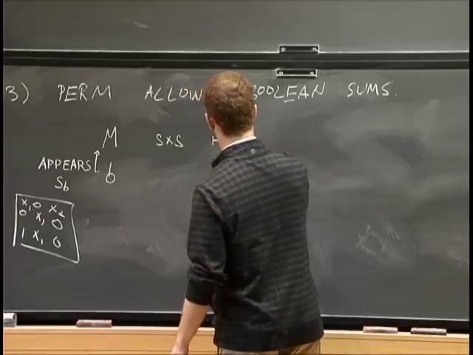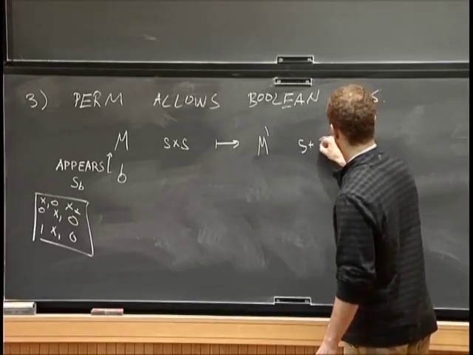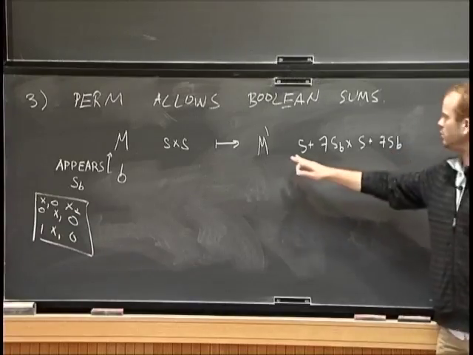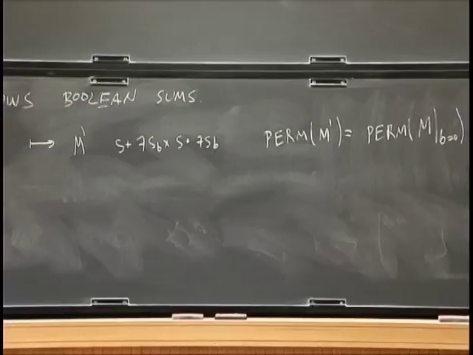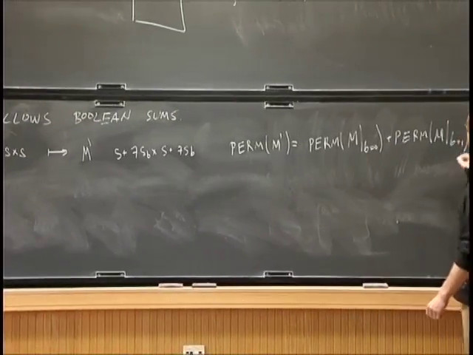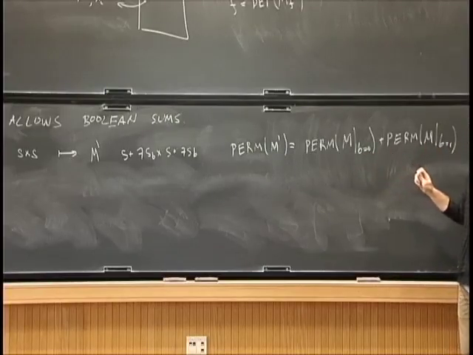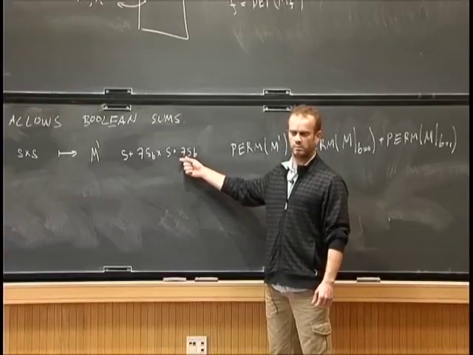Then there exists a matrix M prime of size S plus 7 S_B, of roughly the same size. So M prime will be of roughly the same size, but the permanent of M prime is the permanent of M where B is 0 plus the permanent of M where B is 1. And so we want to take a Boolean sum over the permanent of M, and this is like in the definition of VNP. We want to substitute a variable by either 0 or 1, and we can do it by a permanent of roughly the same size.